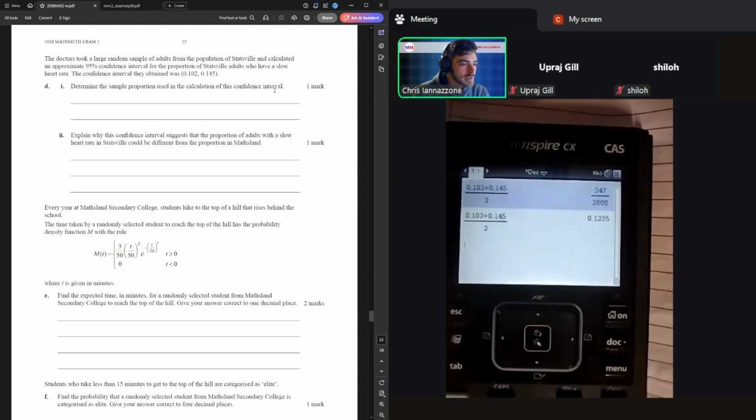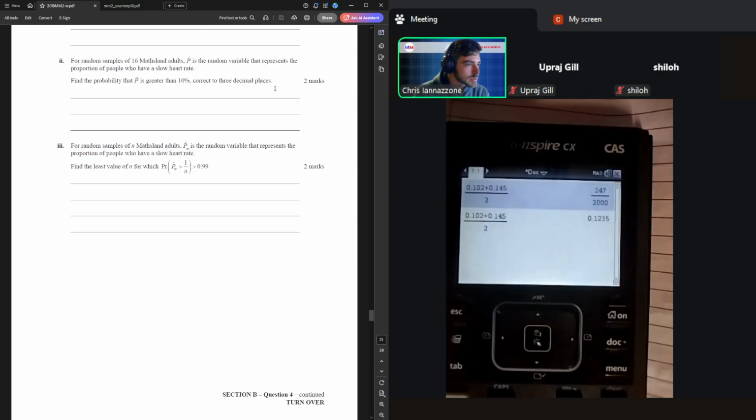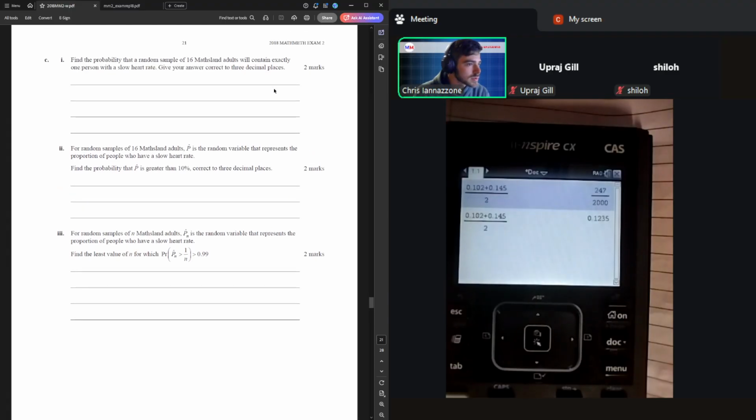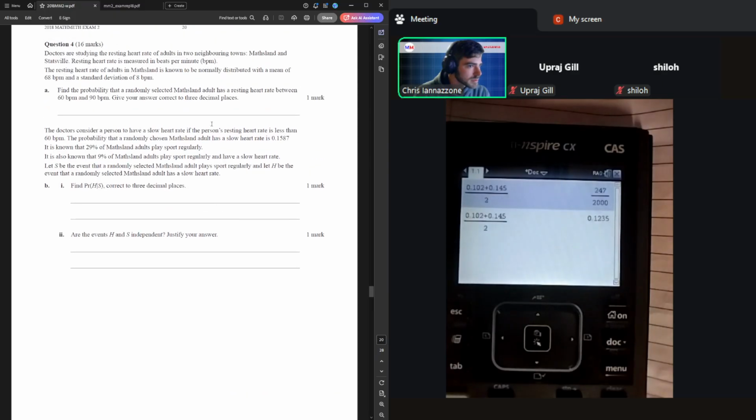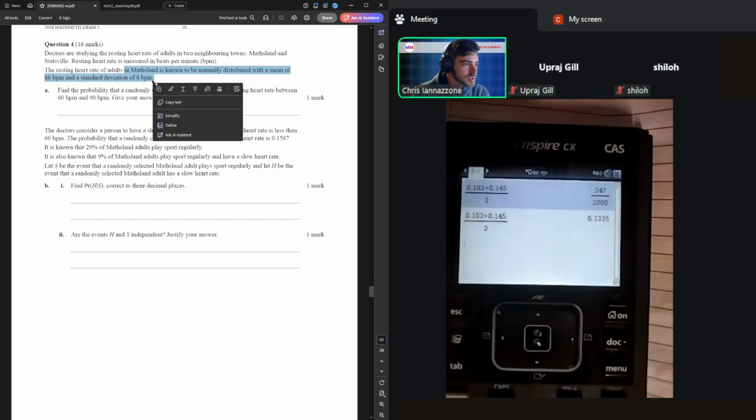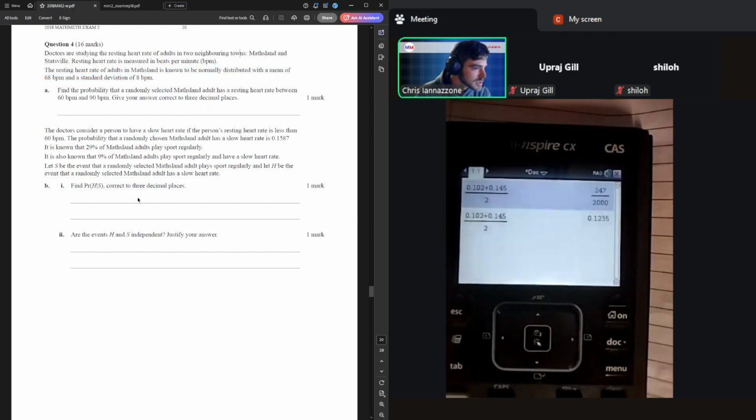We're supposed to be comparing that to the Massland proportion, which was back over here. So let's see. How far do we need to go back for that? Yeah, okay, here we go. Here are some basic stats for the Massland stuff. So it's got a mean of 68. Oh, hang on. No. We need to know what slow heart rate means. There we go.